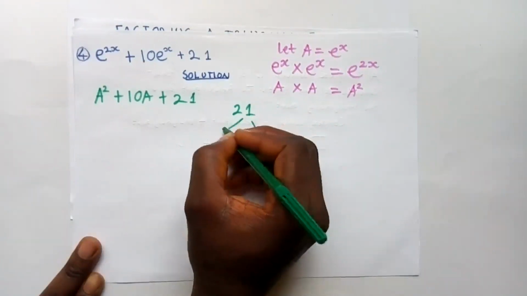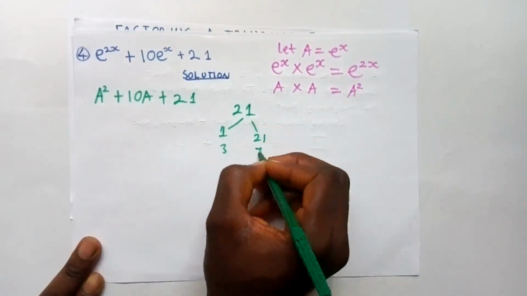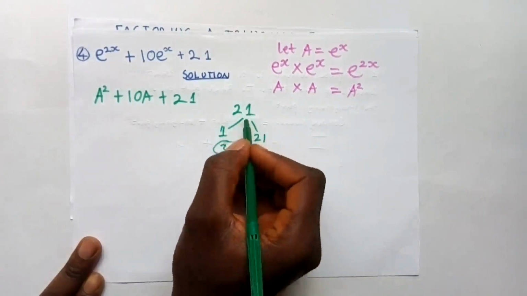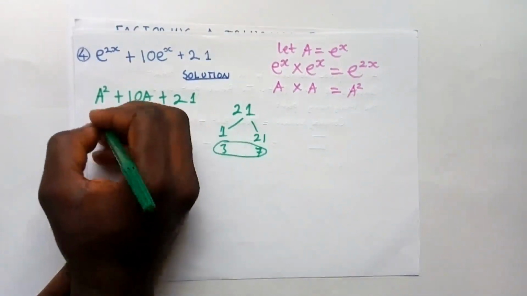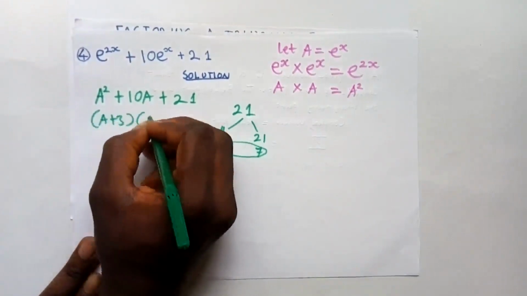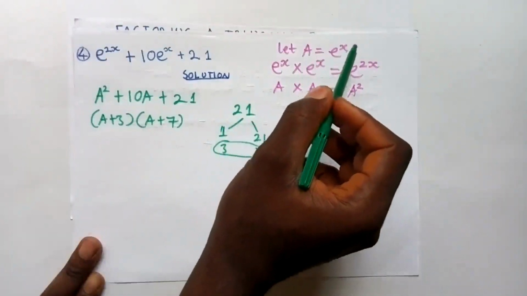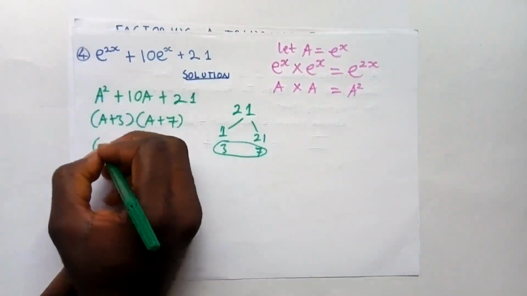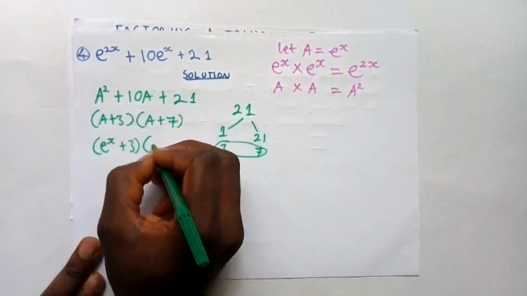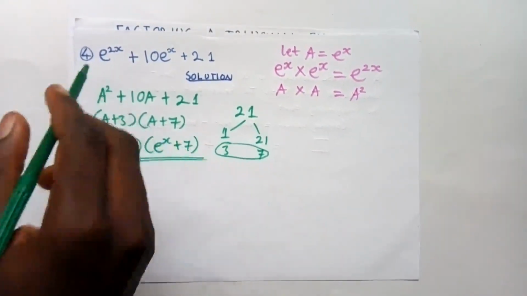So look at the way you find those two numbers. 21 divided by 1 is 21. 21 divided by 3 is 7. 3 multiplied by 7 gives us 21, and 3 plus 7 gives us 10. So the answer becomes a plus 3 and a plus 7. But recall that a is equal to e raised to the power x. So a plus 3 is e raised to the power x plus 3, and a plus 7 is e raised to the power x plus 7. So this becomes the answer when you factor this.